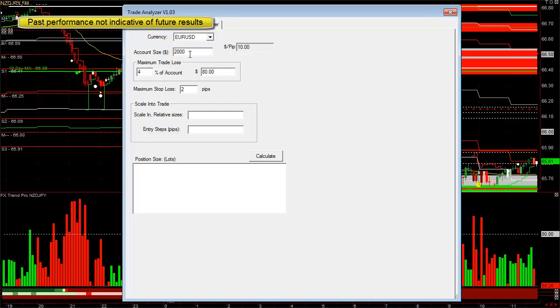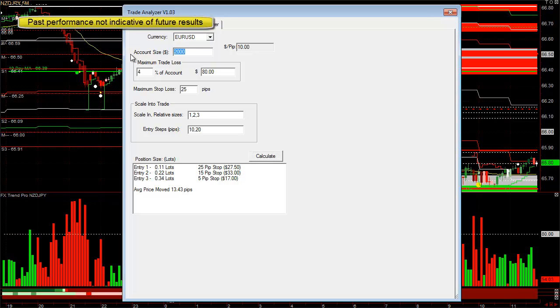Let's just say 25 pip stop, and you want to get in 1 lot, 2 lots, and 3, and you might want to get in if it goes down 10 pips, and then 20 pips. So that means you're risking 5 pips on the third entry, and it will tell you how many lots to do to keep your risk at a certain amount.